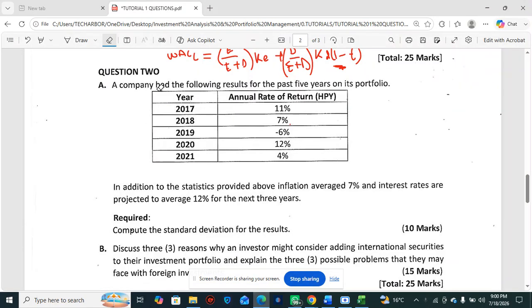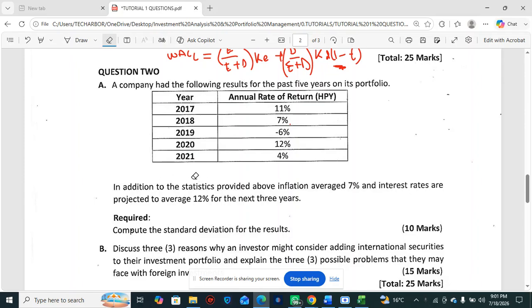A company had the following results for the past 5 years on its portfolio. We've been given the years and the annual rates of return, which are also called the holding period yields. 2017, 11%, 2018, 7%, 2019, negative 6%, 2020, 12%, 2021, 4%.